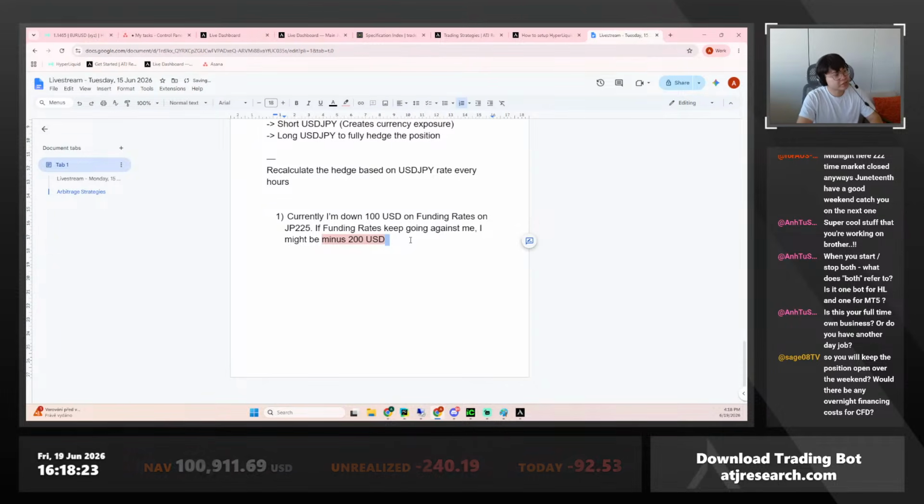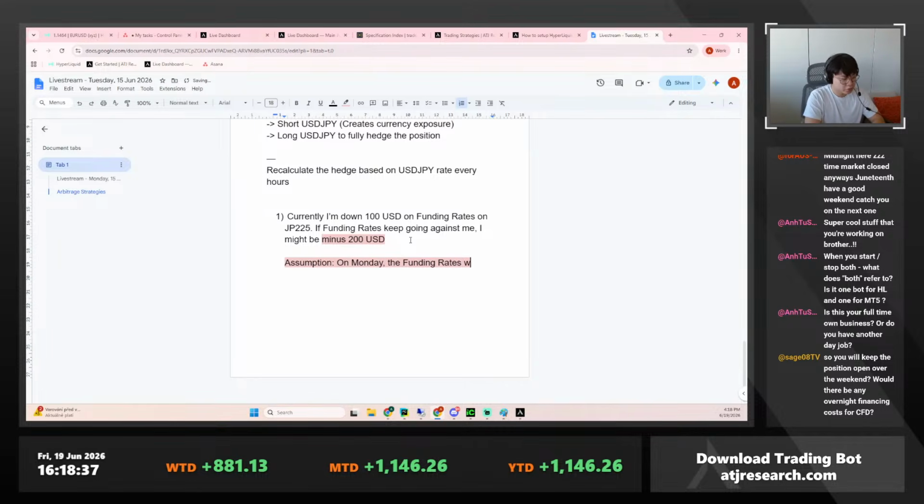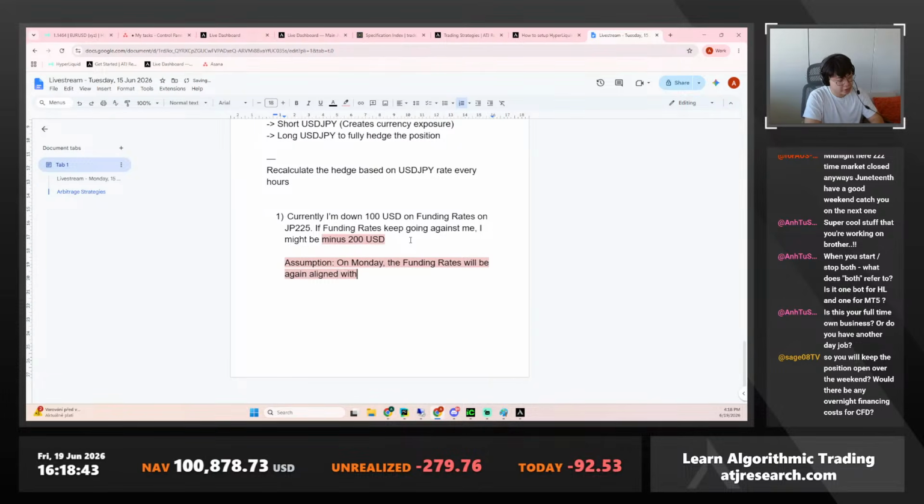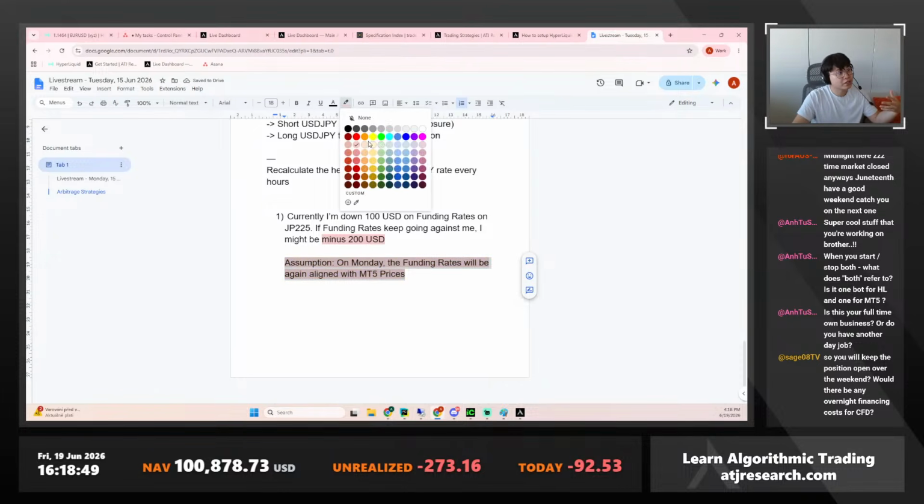And so my assumption, this is an assumption, this is not guaranteed. That's why I wanted to investigate that, and I can do it over the weekend with XYZ. But the assumption is that on Monday the funding rates will be again aligned with MT5 prices. So then the current prices that I have will actually no longer have negative funding rates.